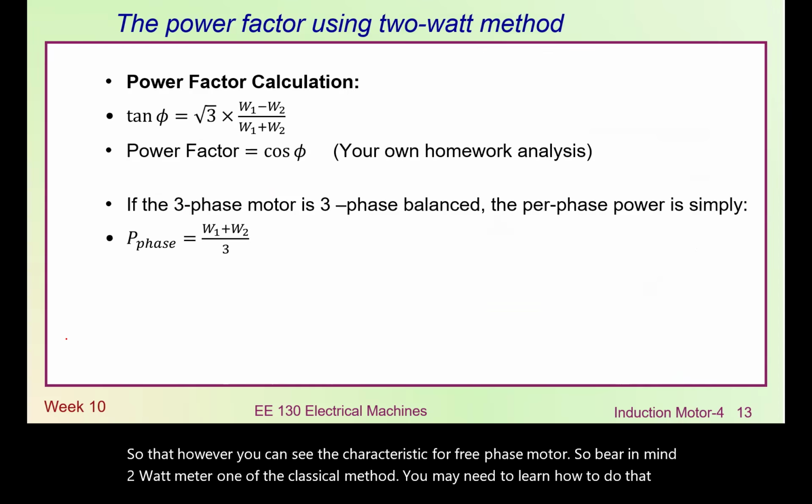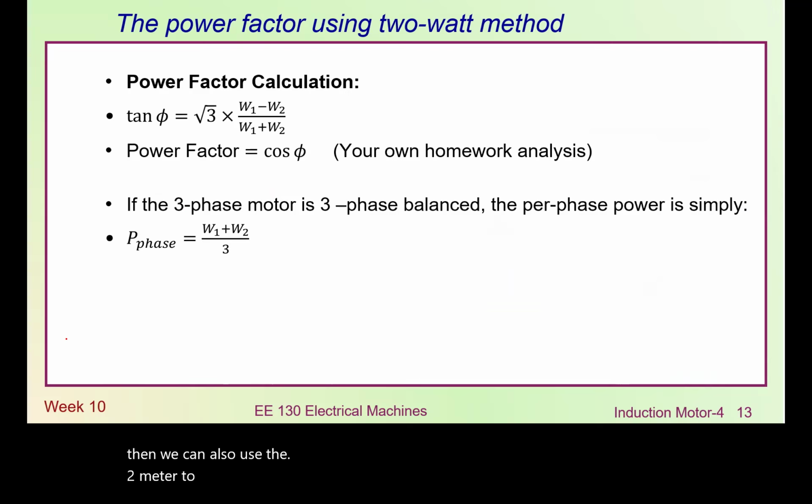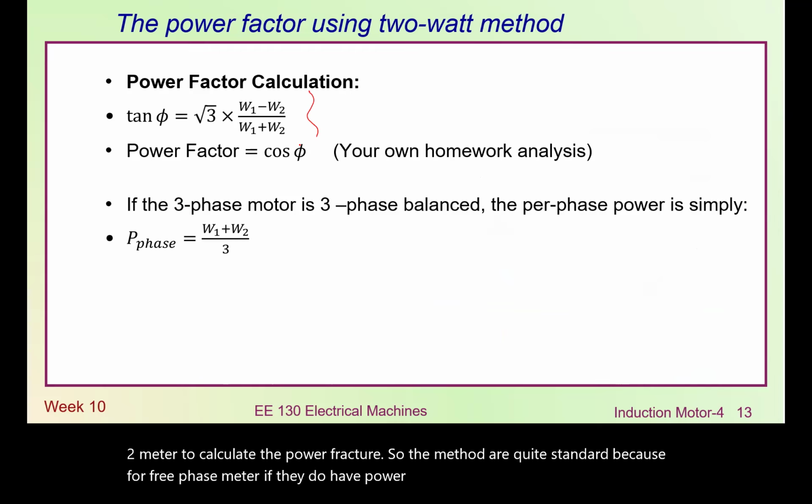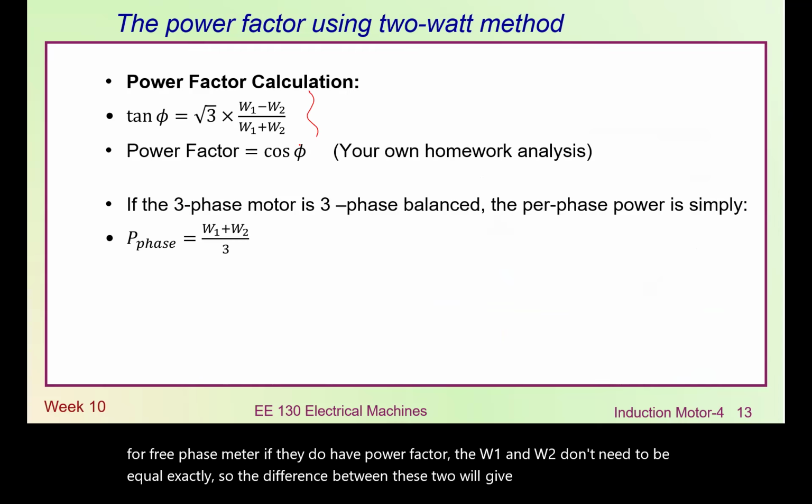And then we can also use the 2 meters to calculate the power factor. The methods are quite standard because for a three-phase meter, if there is a power factor, W1 and W2 don't need to be exactly equal. So the difference between these two will give you the power factor, which we are able to use to get the power factor.